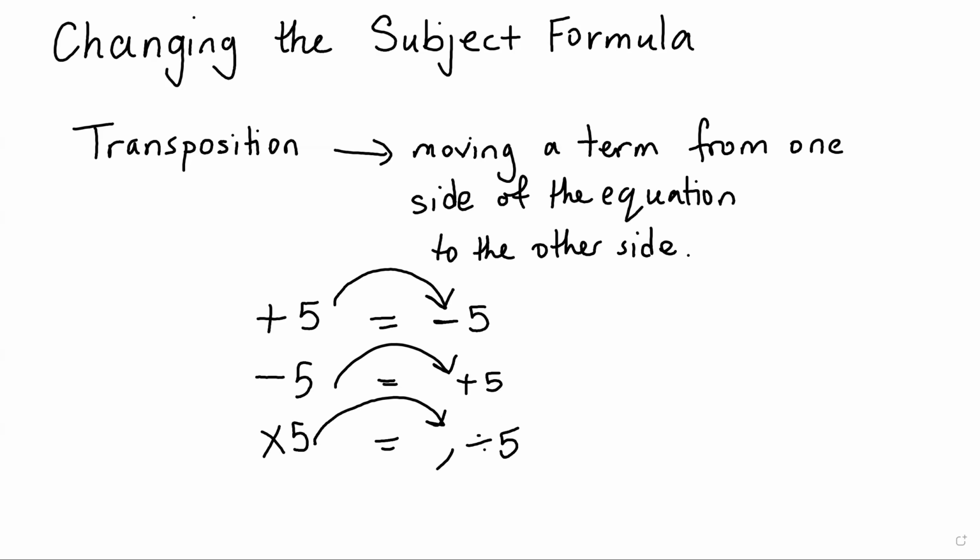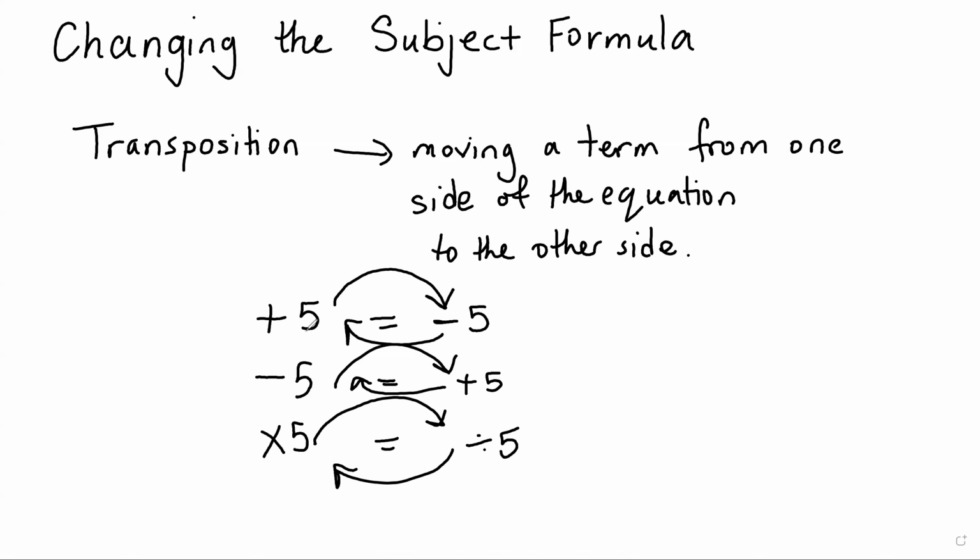So all of these are basically vice versa, right? So if you move plus 5, it becomes negative 5. If you move negative 5, it becomes plus 5. If you move multiply by 5, it becomes divide by 5. If you move divide by 5, it becomes multiply by 5. And we'll look at it in questions afterwards, right?